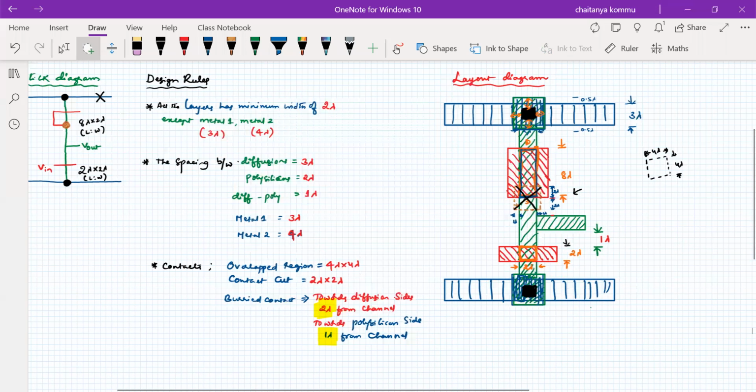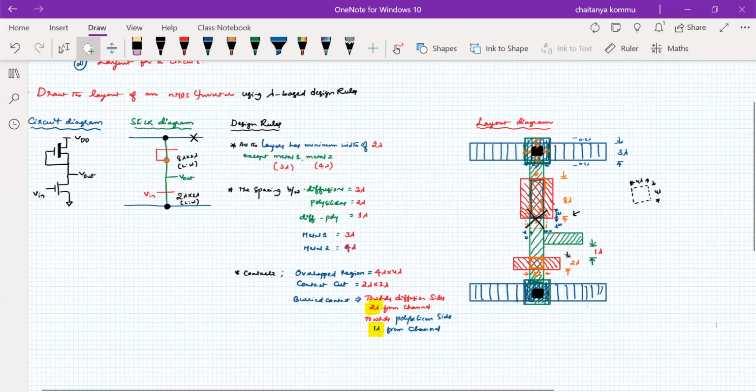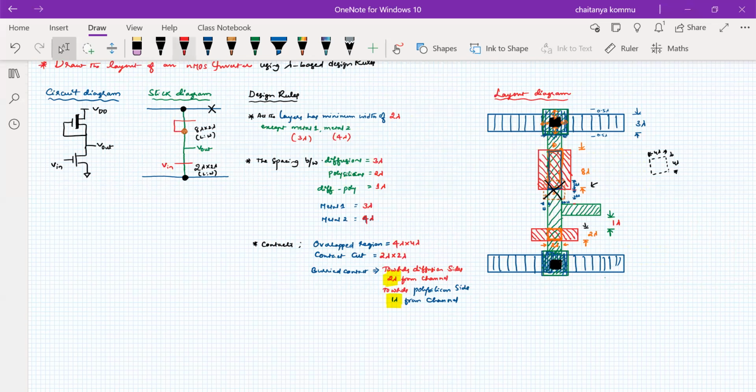Okay, fine. I think everything is clear. Okay, let us draw the NAND gate layout diagram.